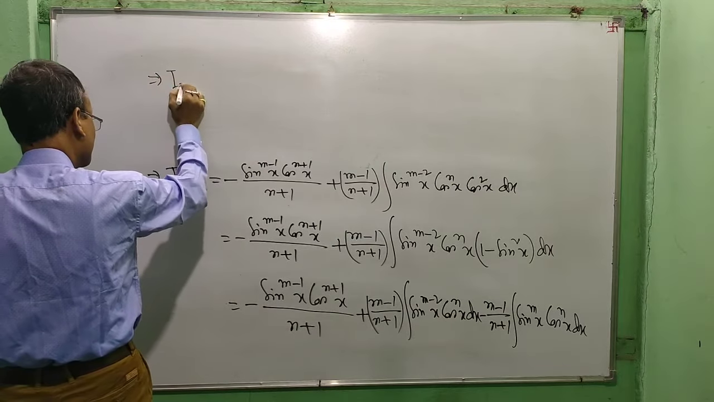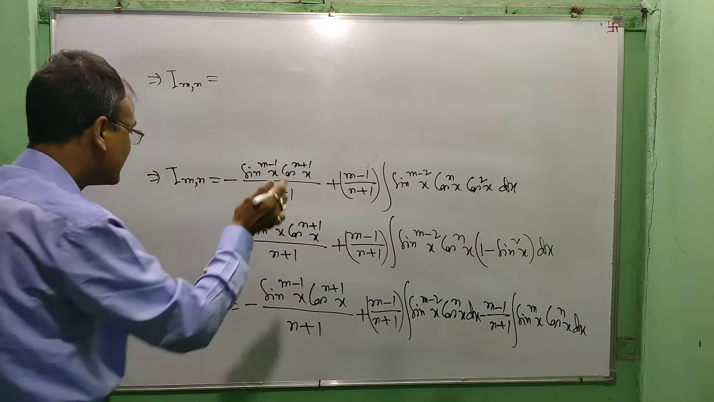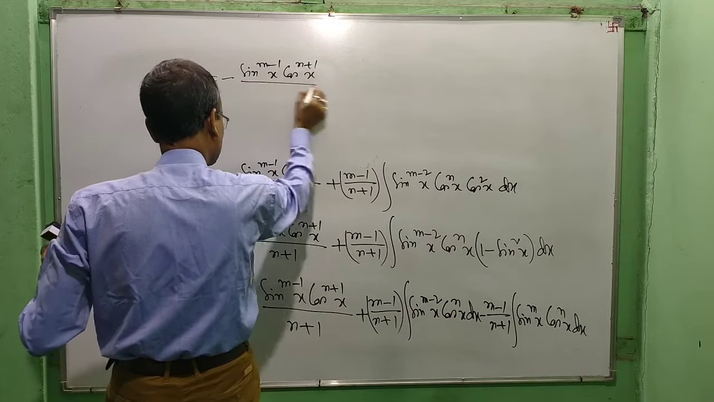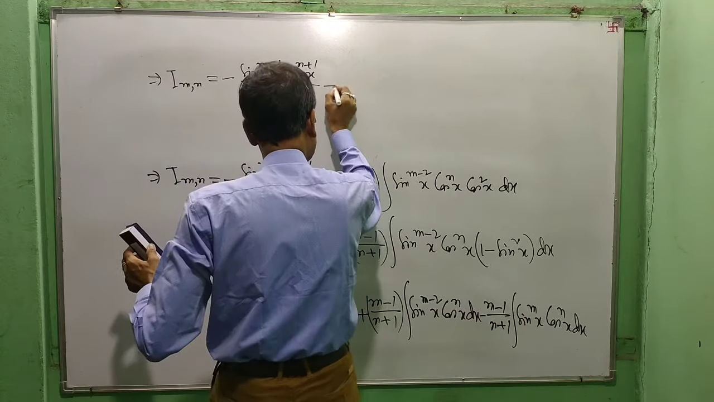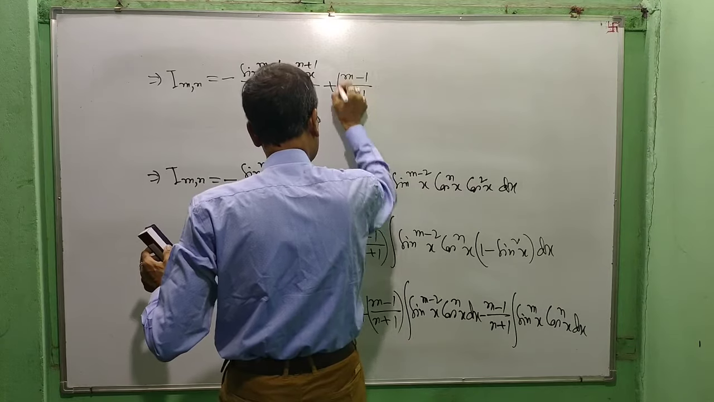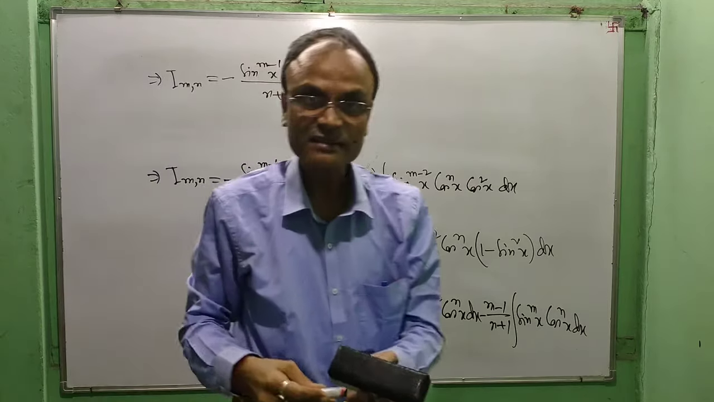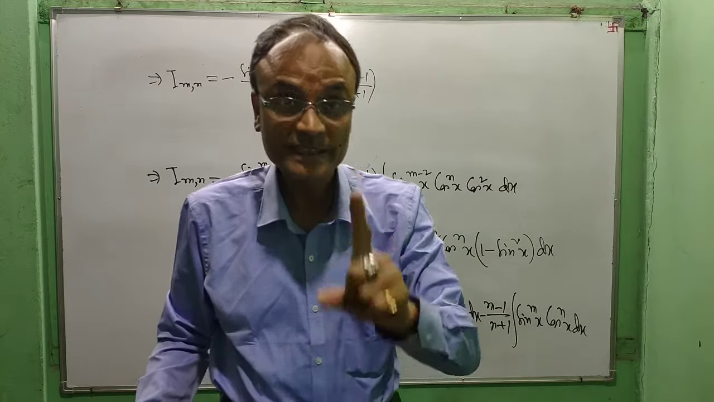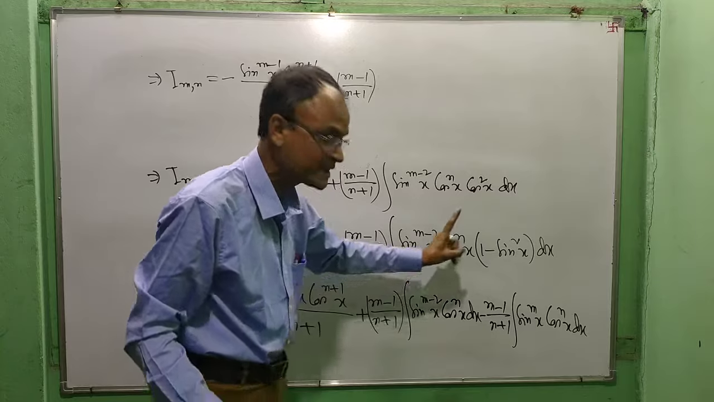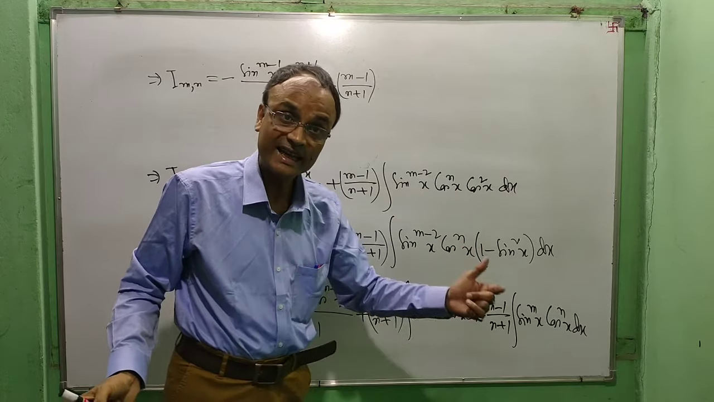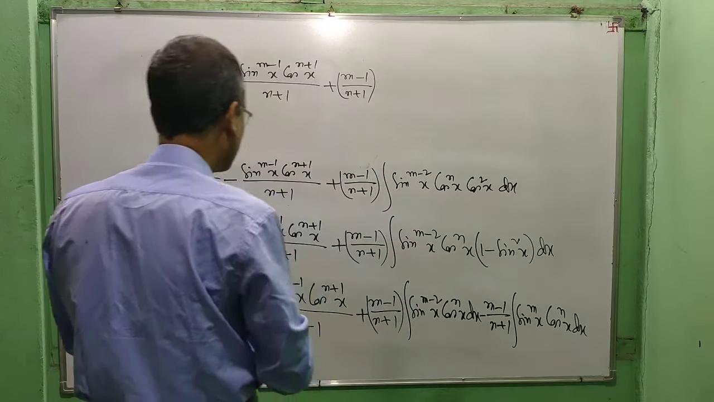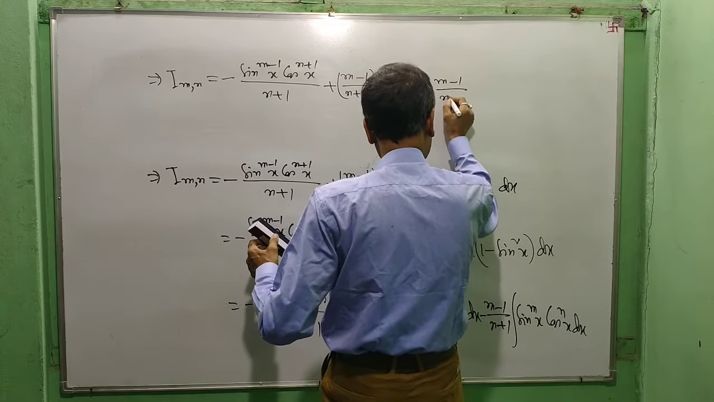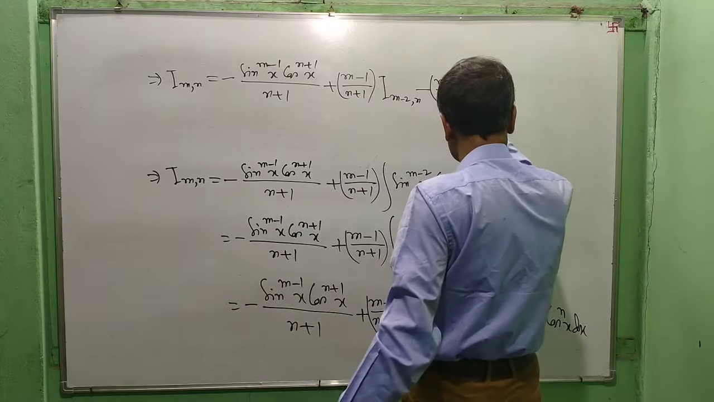This means I_mn equal to minus sin to the power (m minus 1)x cos to the power (n plus 1)x divided by (n plus 1), plus (m minus 1) by (n plus 1). What is this? I_mn stands for integral sin to the power m x into cos to the power n x dx. Therefore, integration sin to the power (m minus 2)x into cos to the power n x will be equal to I_(m minus 2, n). Again, minus (m minus 1) by (n plus 1) I_mn.